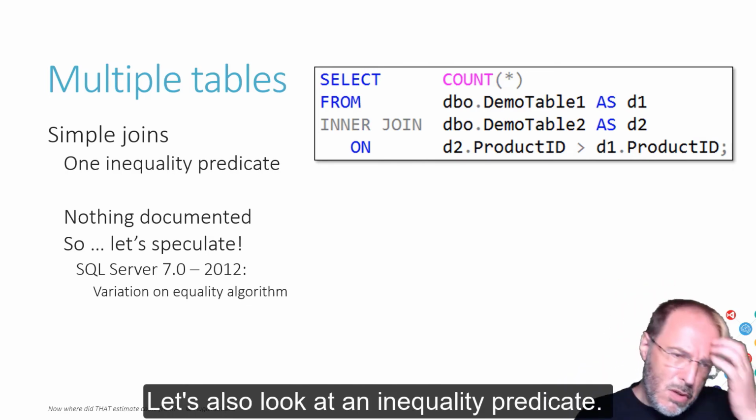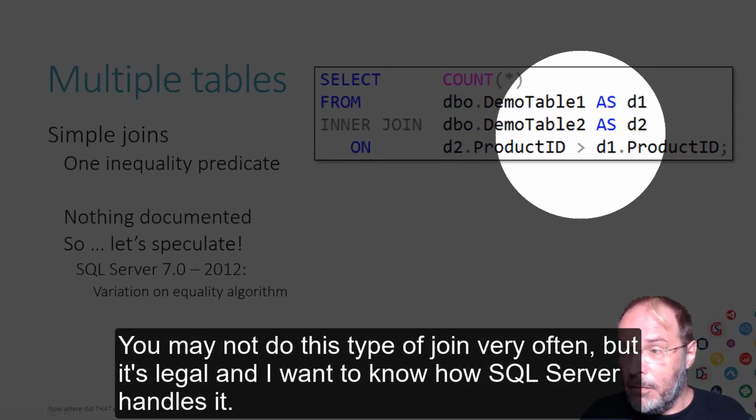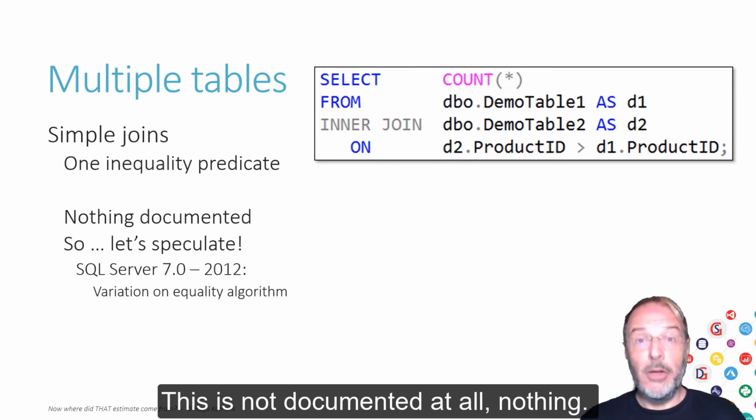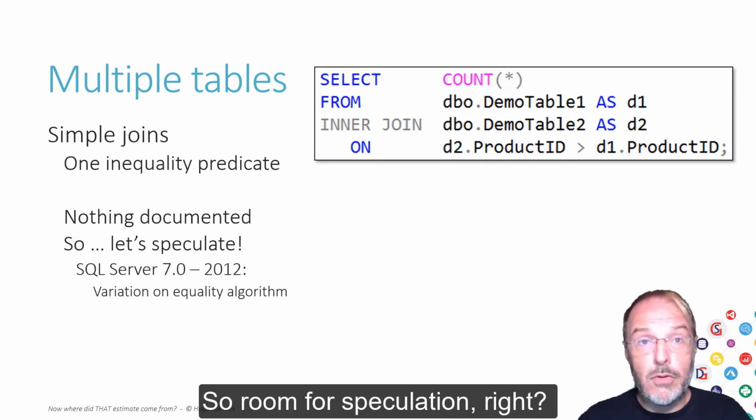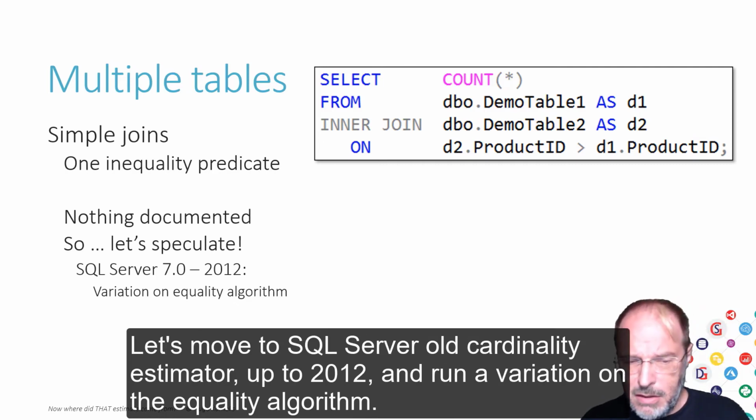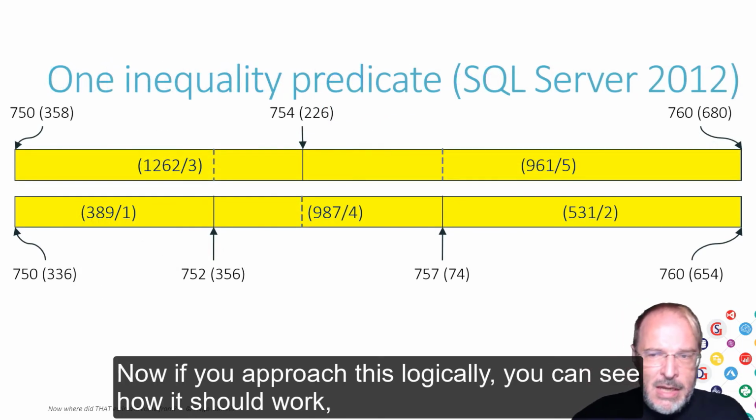Let's also look at an inequality predicate. You may not do this type of join very often, but it's legal, and I want to know how SQL Server handles it. This is not documented at all. Nothing. So, room for speculation, right? Let's move to SQL Server old cardinality estimator up to 2012 and run a variation on the equality algorithm. Let's assume it uses the same logic of aligning histograms. Now, if you approach this logically, you can see how it should work.